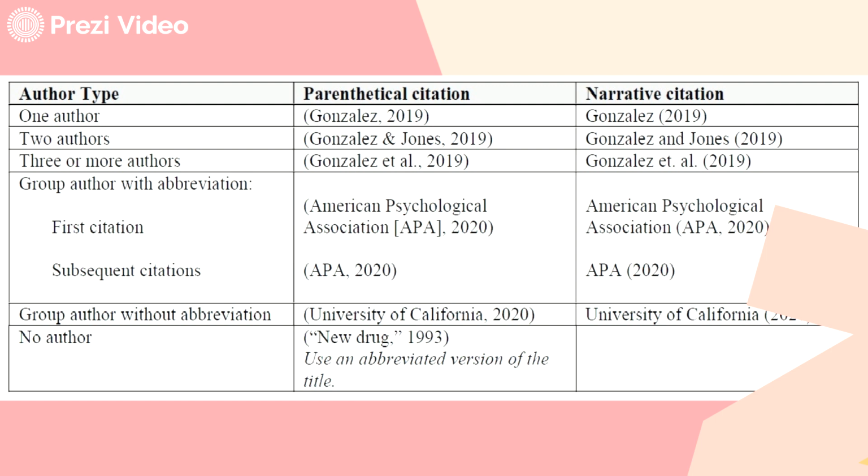Now, for group authors or institutional authors without an abbreviation, such as school names, you have to spell out the name of that institution. You cannot abbreviate it. For materials with no authors, it is highly discouraged. You are never allowed to use the word anonymous. Instead, you have to use an abbreviated version of the book title, of the journal title, or of the magazine article or newspaper article that you used as your source. Okay, so in this case, the abbreviated version of the title is New Drug, placed inside quotation marks and then terminated by a comma. So quotation mark, New Drug, closed quotations, then comma, 1993.